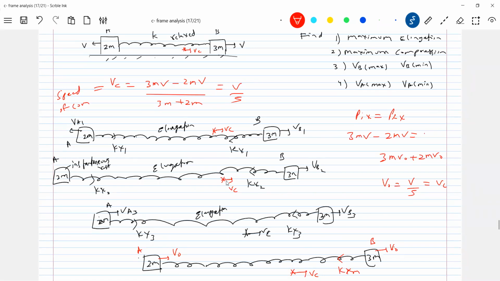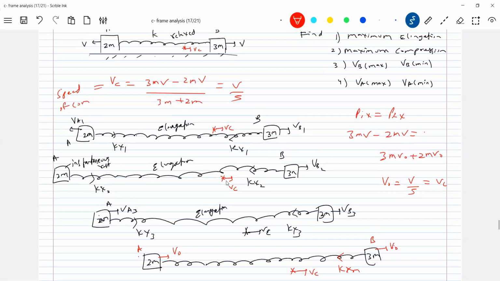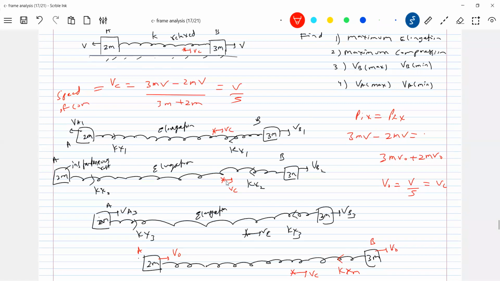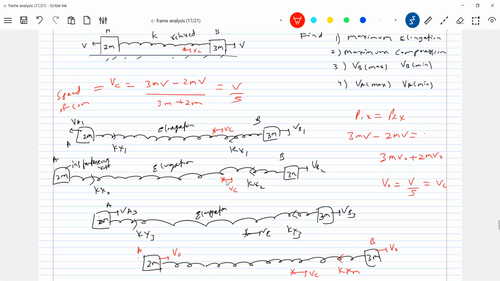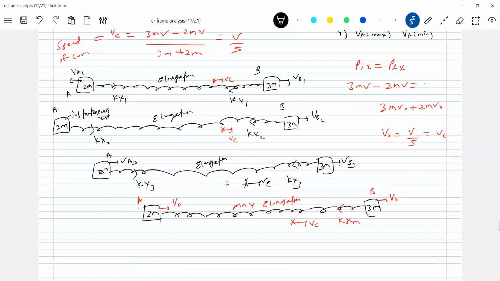Now whatever happens here, at maximum elongation or compression, the blocks must have velocity in the direction of the velocity of center of mass, and they must have a common velocity. Both will have the same velocity. This is the maximum elongation. I want that maximum elongation. How to calculate? Again, by applying conservation of mechanical energy. I'll write the equations here.